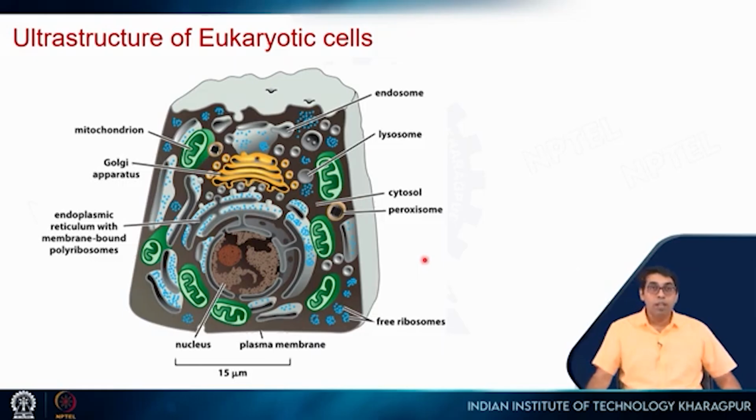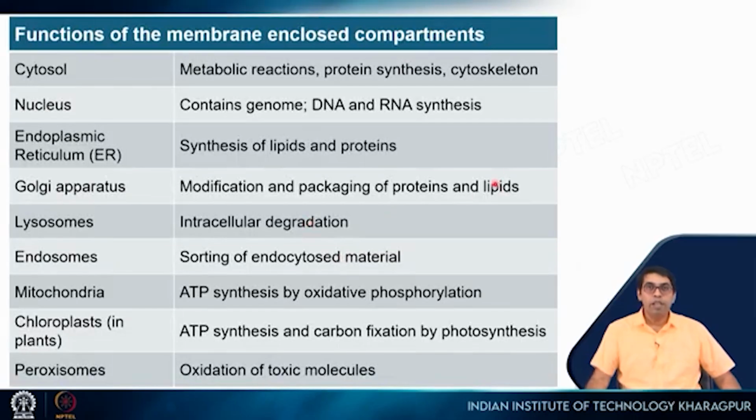Now let us look at the ultrastructure of a eukaryotic cell. A typical eukaryotic cell will look something like this, where we will have a nucleus. Attached to the nucleus, we will have the endoplasmic reticulum, then there will be Golgi bodies, mitochondria, and then lysosomes, peroxisomes, and other membrane bound structures. This table summarizes all the functions of these different membrane bound structures. You can pause this and go through this table.